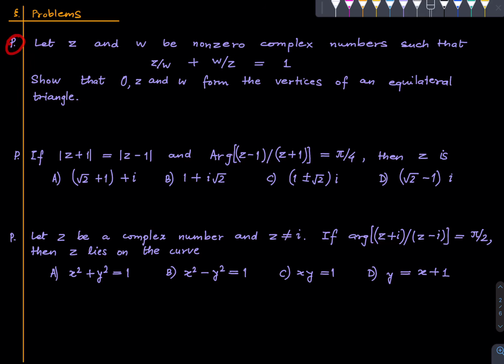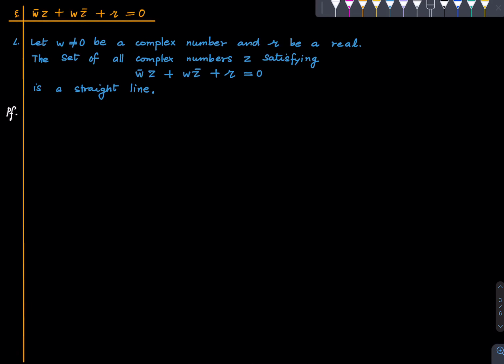This is somewhat non-trivial, while the other two are very easy. And let's get started. So this is the main result of this lecture. Suppose W is a non-zero complex number and R is a real number. Important, R is a real number. Then the set of all the complex numbers Z that satisfy this equation form a straight line.